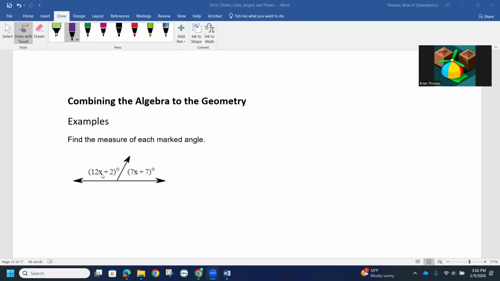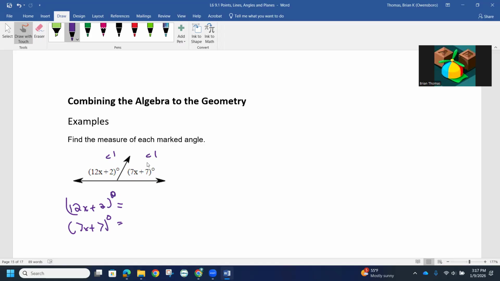So they want us to find this 12x plus 2. So what does this 12x plus 2 angle represent? They want to know what that angle is, and 7x plus 7 degrees, they want to know what that one is. So they want to know what these two angles are. So if I want to, I can call this angle 1 and this angle 2.